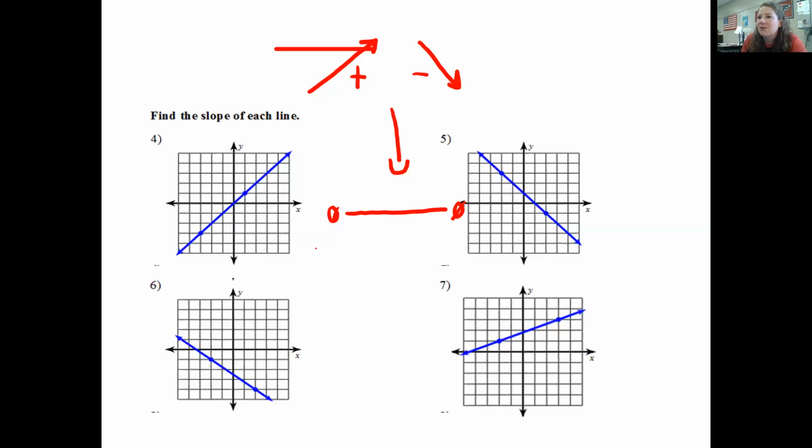All right, so let's look at number 4. Just remember, when you do have a line that's graphed, one way to find the slope is to create a right triangle. And we think of the form rise over run.